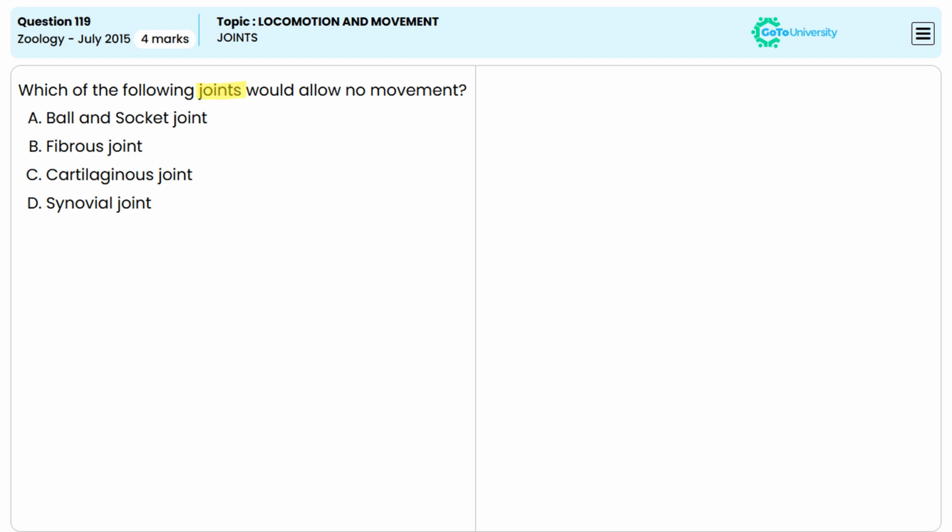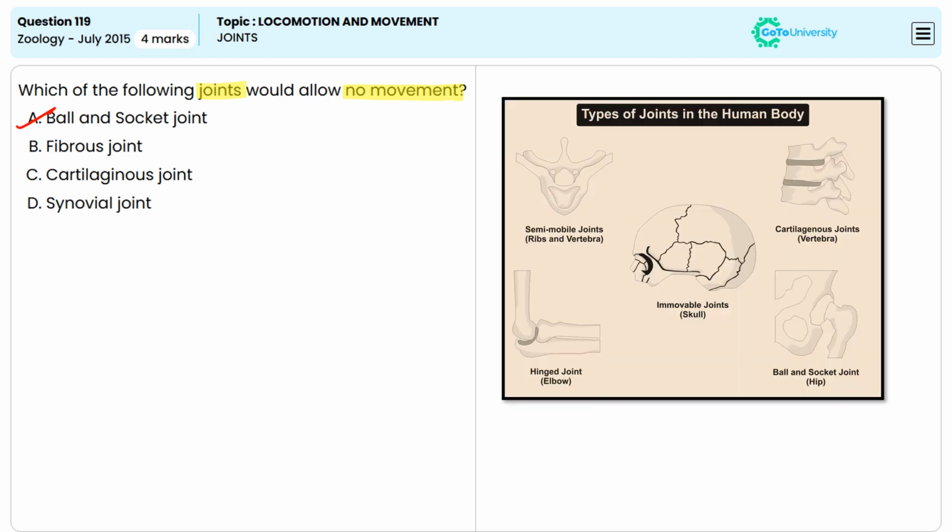Which of the following joints allow no movement? Option A, ball and socket joint. Ball and socket joints such as the hip and shoulder joints allow freedom of movement in multiple directions such as flexion, extension, rotation, etc. So option A is incorrect.